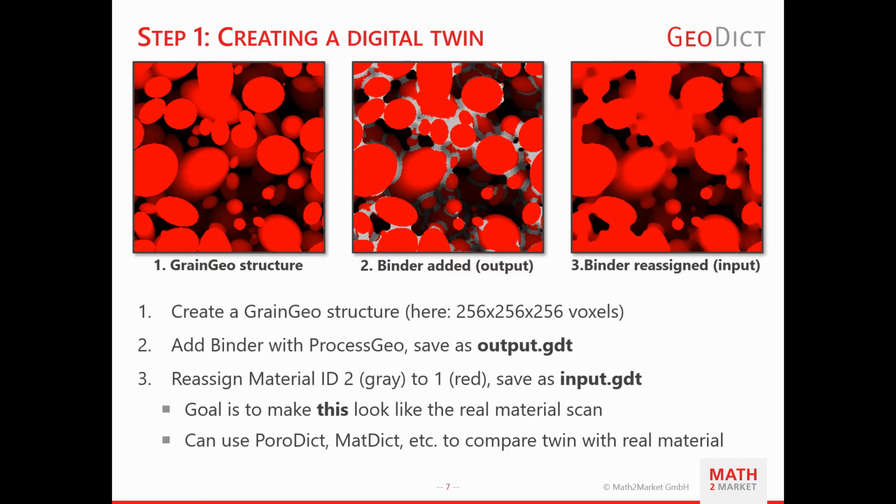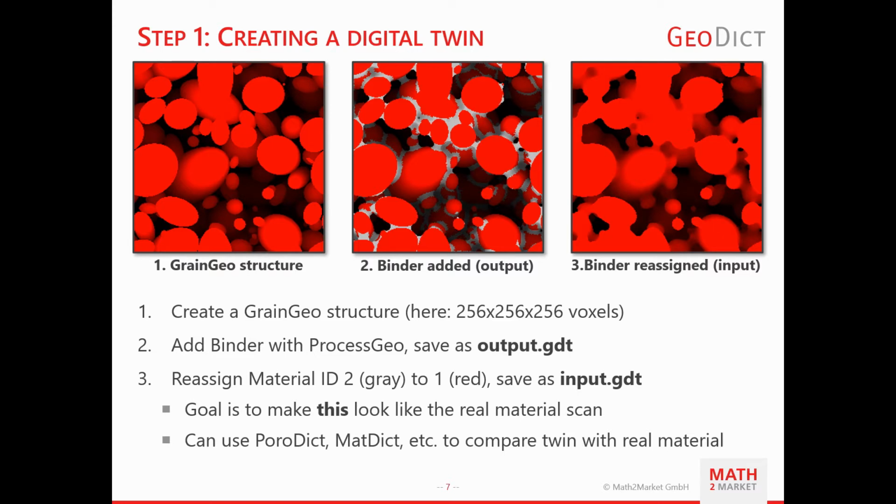And we can use ProcessGeo AddBinder to add the binder material between the grains. And as I mentioned earlier, of course, at this point, Geodict knows how to distinguish the grains and the binder because they have been marked in a different color.